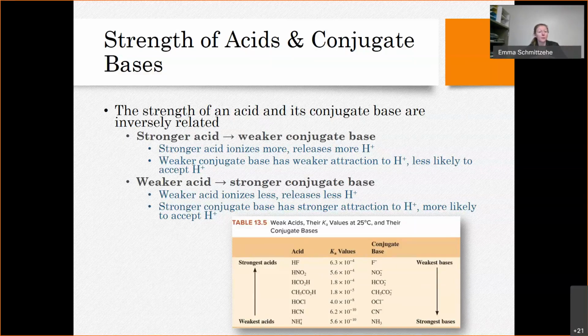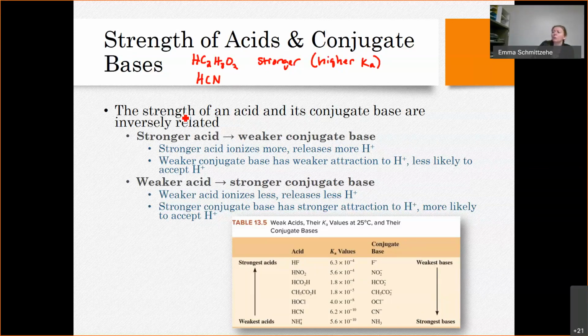And I said based on the Ka values, the acetic acid is stronger, right? Because it has a higher Ka value. So I can rewrite those acids real quick. We had acetic acid, and I'm going to write it the more condensed way. So HC2H3O2, and then we had hydrocyanic acid, right? And this one was stronger, right? And that's because it has a higher Ka, right?